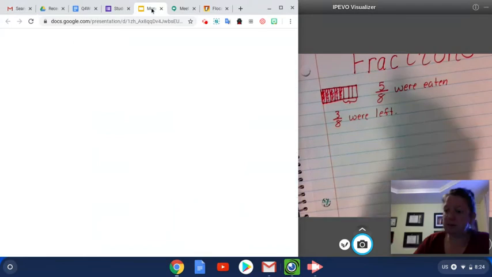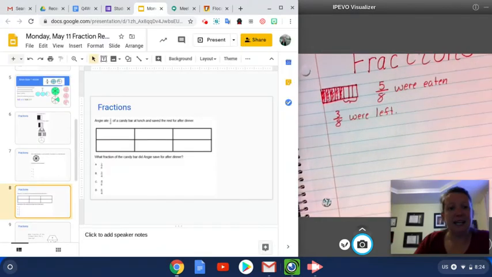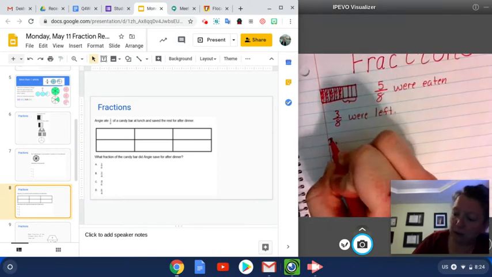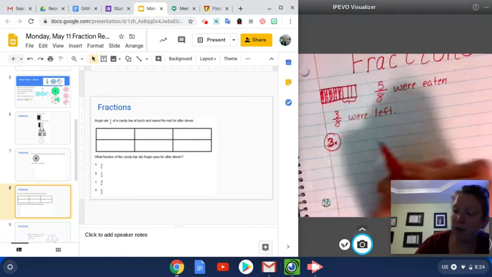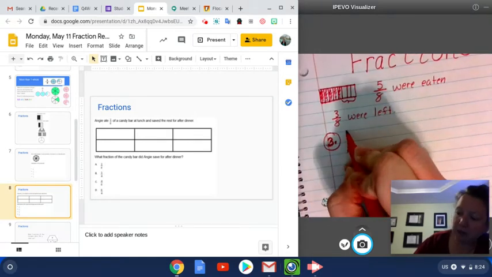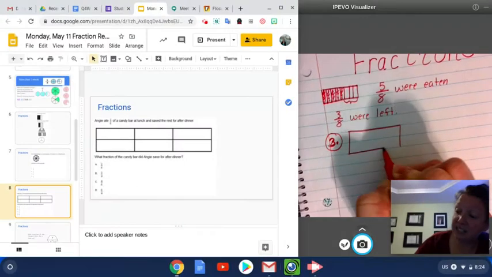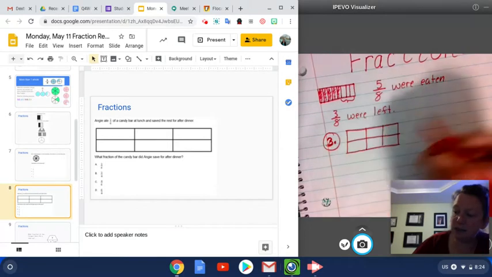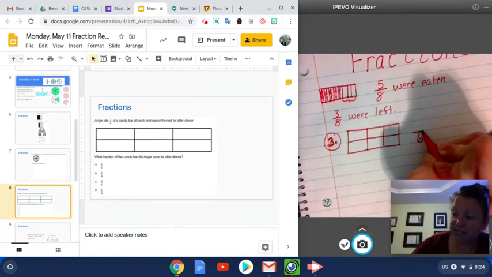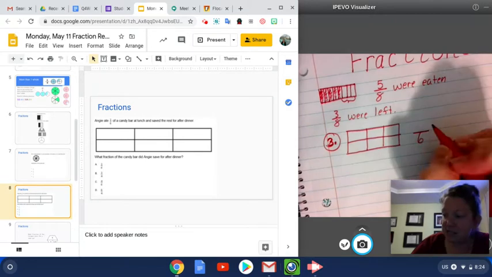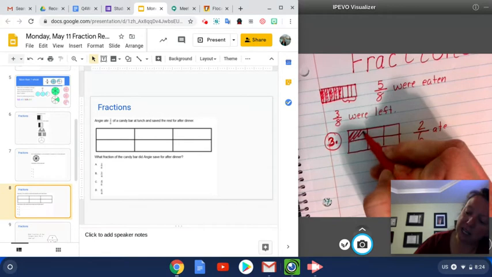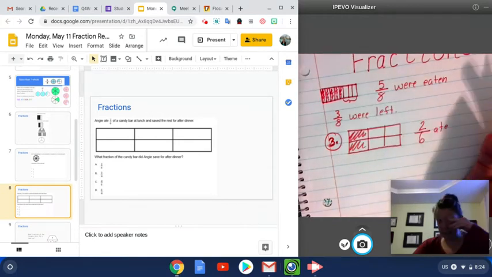All right, so here we go, boys and girls. We'll call this number 3. All right, so I have a candy bar, and it's cut into how many equal pieces? Very good, 6 equal pieces. So my denominator is 6, and it says that she ate 2/6. So she ate 1, 2 out of the 6 total.